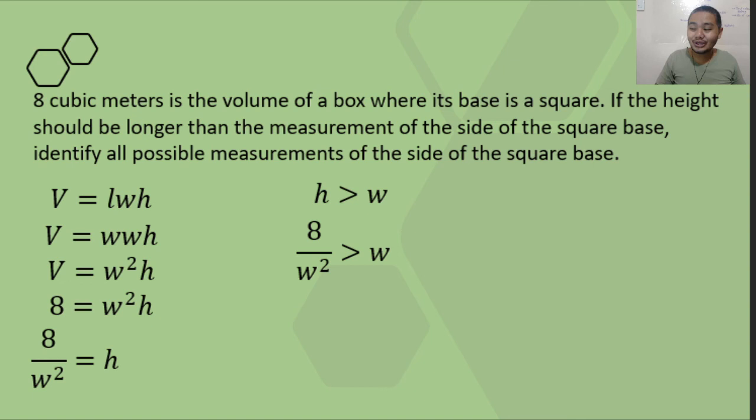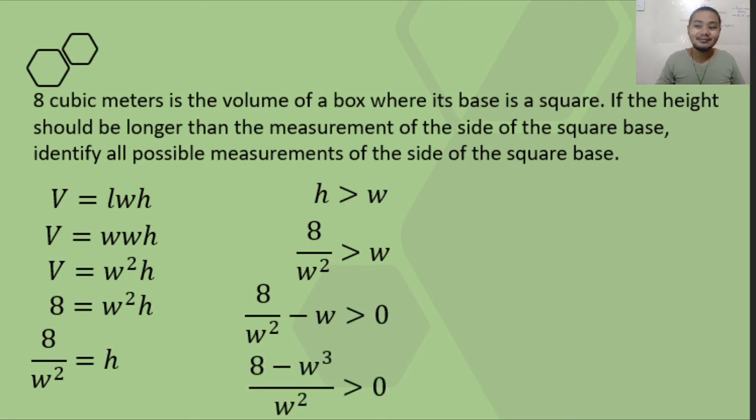So, we're going to add negative W on both sides. Next, I'm going to multiply W squared on this inequality, as you can see on our screen. Now, as you can see here, we can say that W cannot be equal to 0.